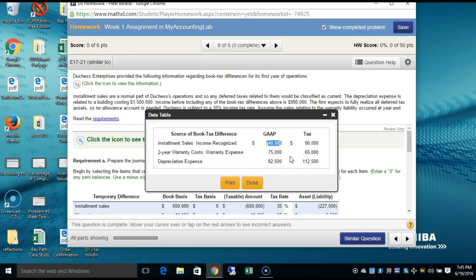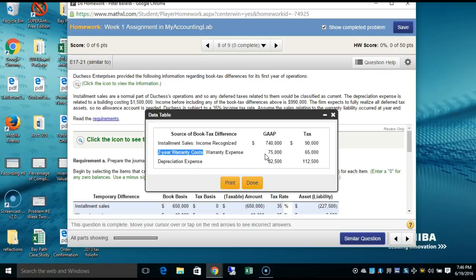Also keep in mind, it is a 2-year warranty cost. The 2-year is a giveaway. What that means is, because it's based on 2 years, the tax asset is going to have a current portion and a non-current portion, because the current is based on 12 months, 1 year, and the non-current is the following year.